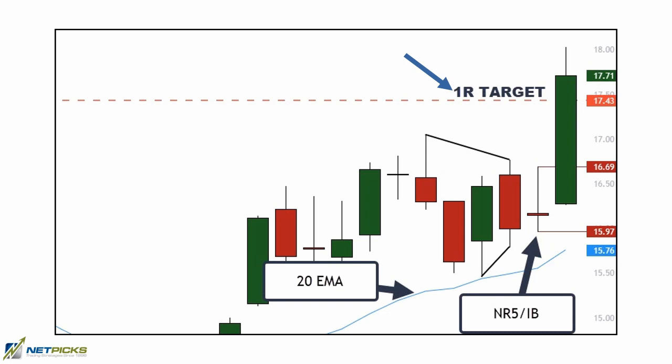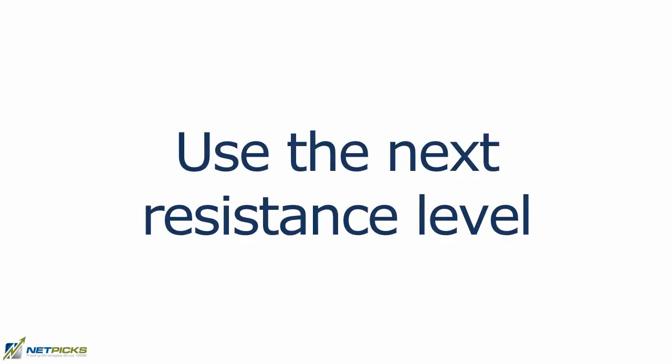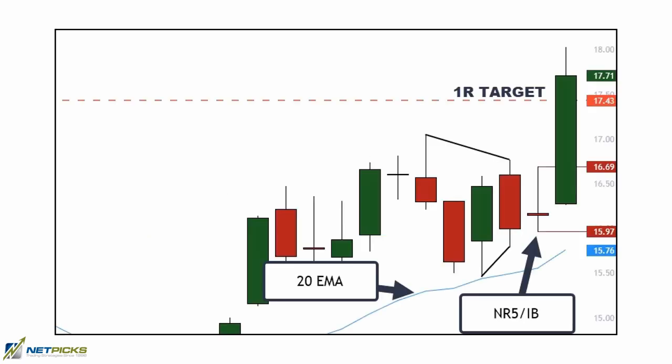And at 1R, traders can scale out. You can use a trailing stop or any technique that you're comfortable with. You can also use the next resistance level when you're in a long, as you have locked in profit at the 1R level. So in 1 day here, your long position is actually entered. Your target's hit 2 hours after the market opened.